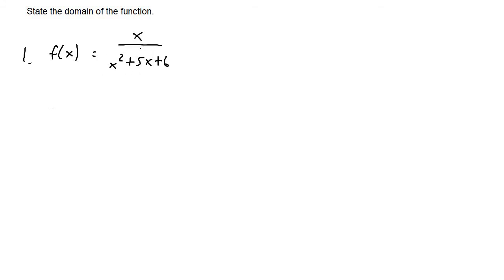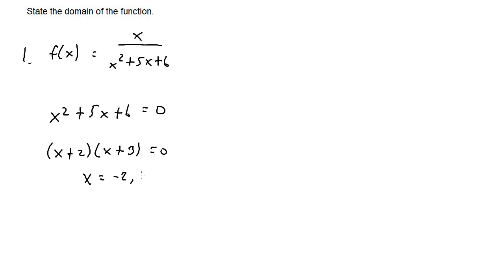So I'm going to go ahead and rewrite that. We have x squared plus 5x plus 6. We're going to set that equal to 0. And so we can go ahead and factor x squared plus 5x plus 6 into x plus 2 times x plus 3. So then our x values are equal to negative 2 and negative 3. So at the x values of negative 2 and negative 3, they make the denominator equal to 0, which is where the function does not exist.